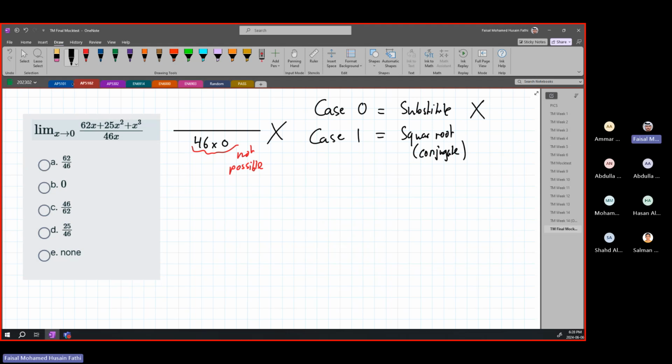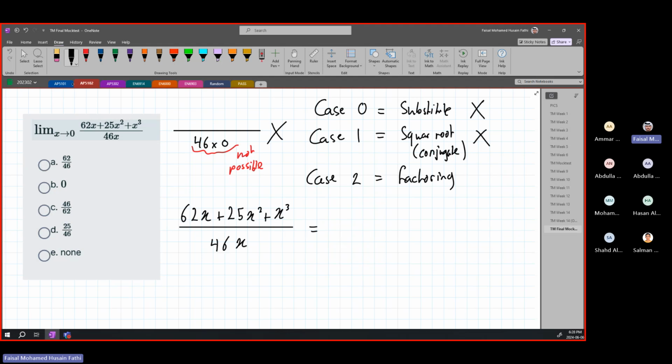Is there any square root so we can conjugate? Nope, so we're not going to do that. So we go to our case 2, which is factoring. And let's see if we can factor this. So we have 62x plus 25x squared plus x cubed divided by 46x. Yes, you can factor it.